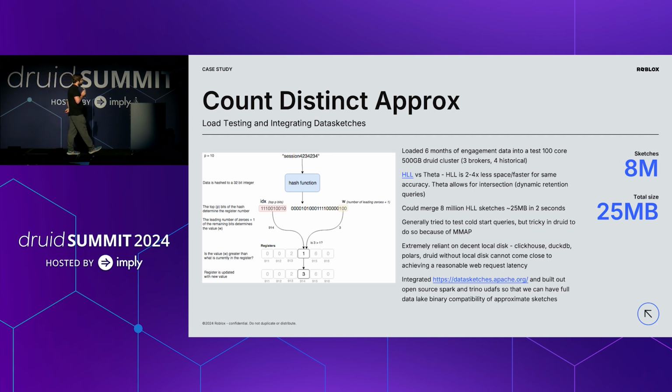It's some cool stuff. But moving on from the theoretical, we needed to load test this out, make sure that it was going to work for our particular use case in an efficient way. To do this, we loaded 6 months of engagement data into our test 100-core 500 GB Druid cluster. And primarily, we were testing HLL versus theta sketches. These are the two main approaches for doing approximate count distinct. HLL is pretty much universally considered the most space-efficient approach. And space efficiency here almost always translates to CPU efficiency because your queries are smaller.